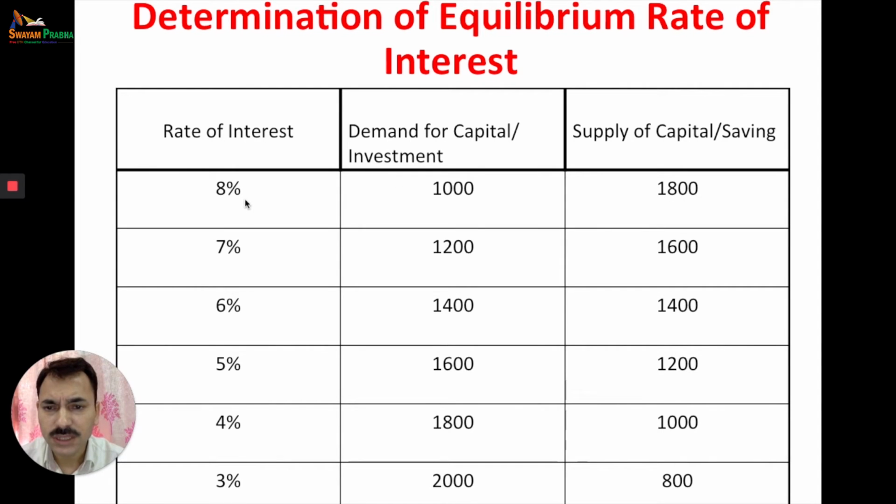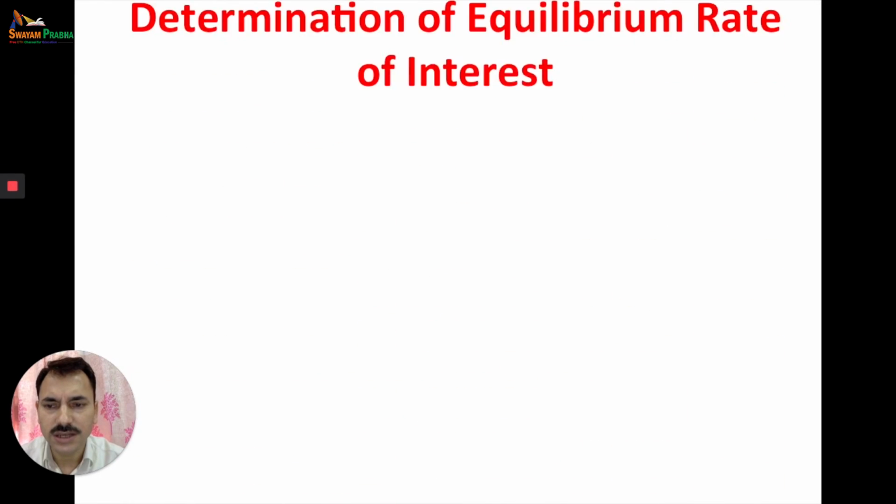relationship. At 8%, it is 1800. But as the rate of interest decreases from 8 to 7, the supply decreases from 18 to 1600, then 1400, then 1200, and at the rate of 3%, it is 800. But the equilibrium point is here, where the demand for capital is equal to the supply, at 6%. When the rate of interest is 6%, the demand for capital is equal to the supply of capital. Let us discuss with the help of this next diagram.